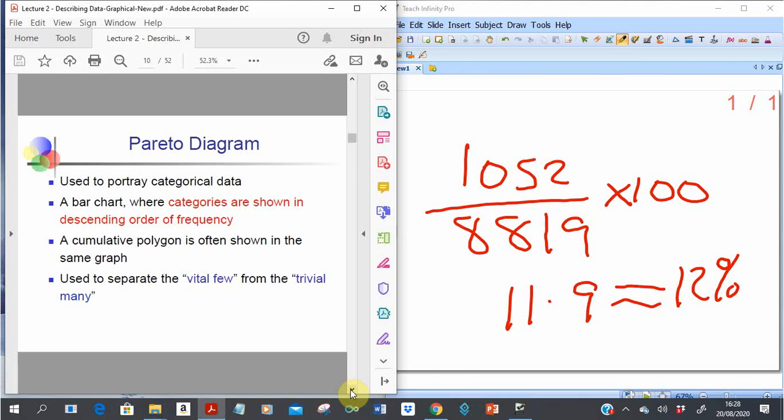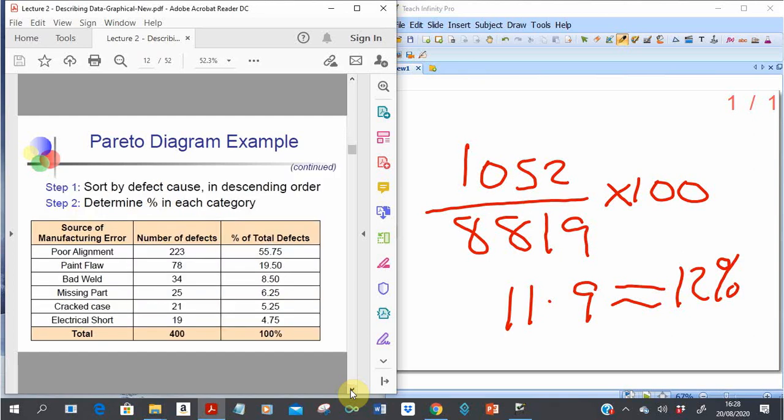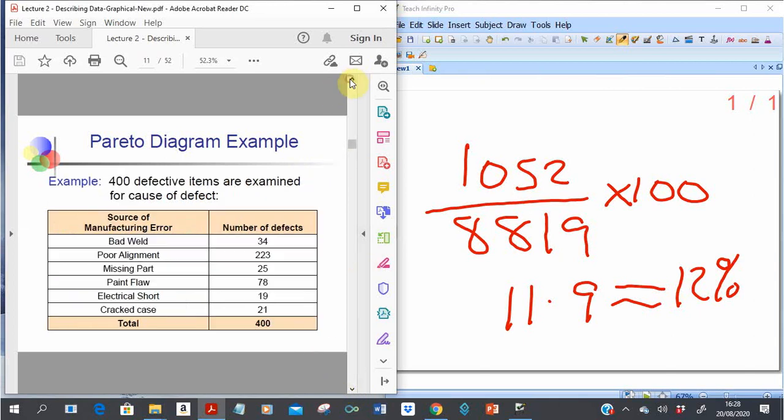Okay, so Pareto diagrams are actually just constructed from a bar chart. For Pareto diagrams, what you have to do is that you have to sort the bars with the highest frequency first. So there's some sorting, as you can see there. Maybe let's just go back.